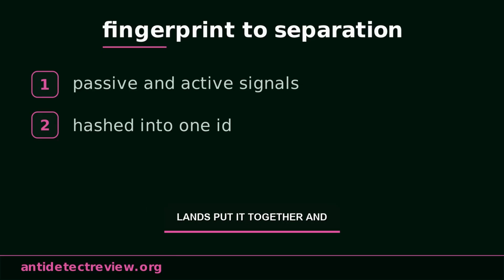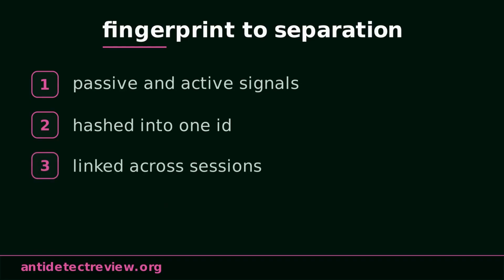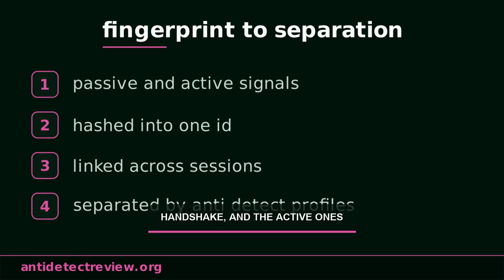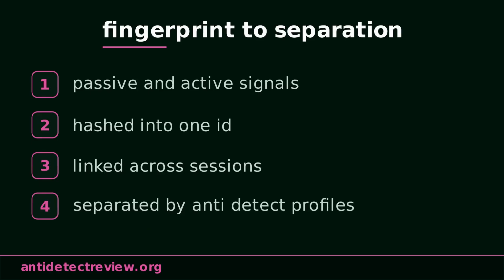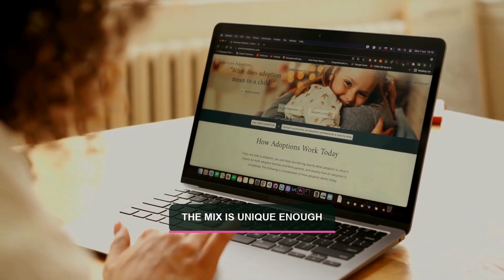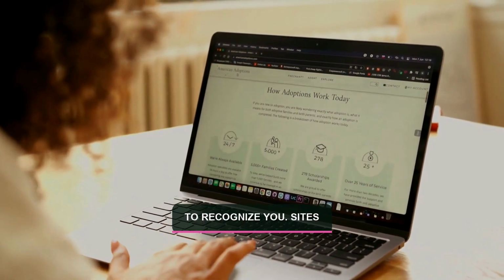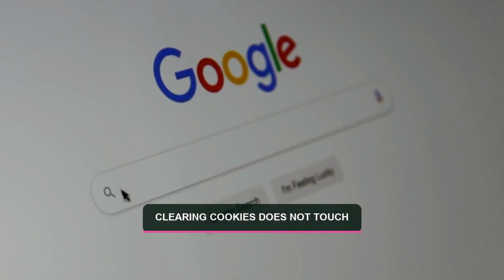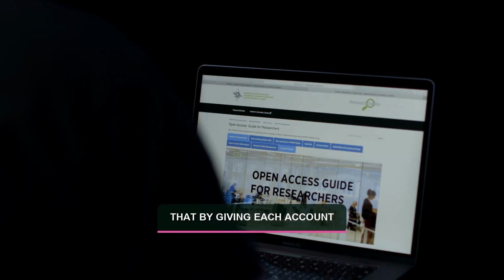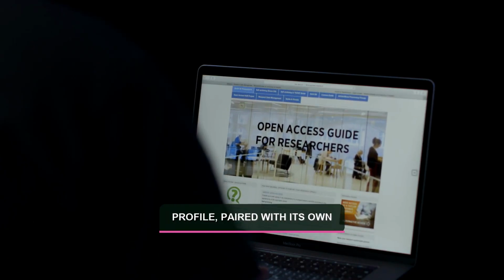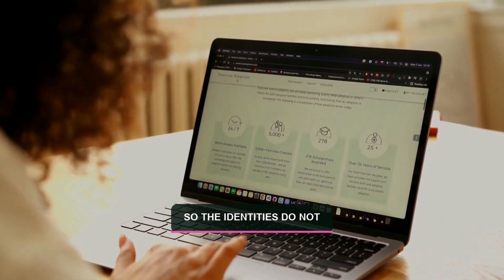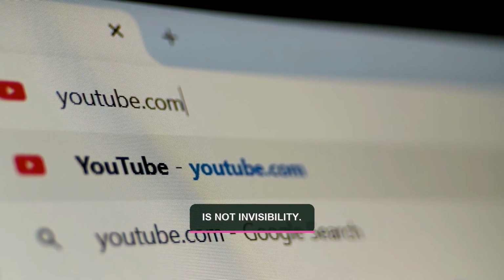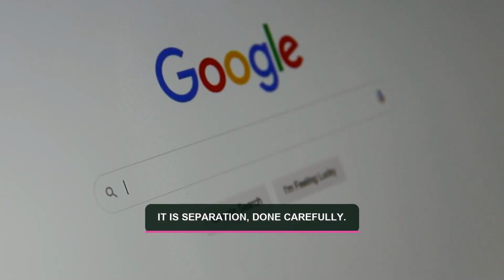Where all of this lands, put it together and the picture is clean. A browser fingerprint is a stack of small, non-secret facts, the passive ones like your IP, your headers and your TLS handshake, and the active ones like canvas, WebGL, audio and fonts, combined until the mix is unique enough to recognize you. Sites hash that mix, link every session that shares it, and clearing cookies does not touch it. Anti-detect browsers answer that by giving each account its own consistent, believable profile, paired with its own proxy, so the identities do not bleed into each other. It is not invisibility. It is separation done carefully.